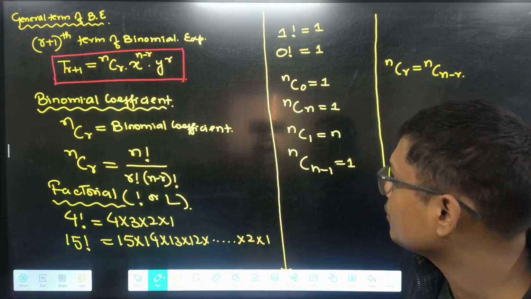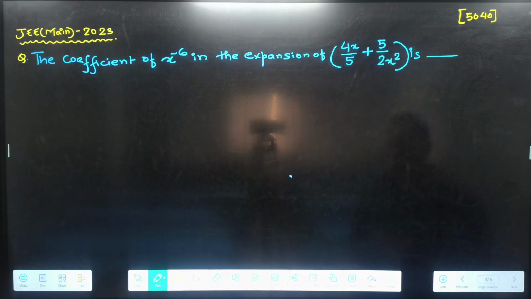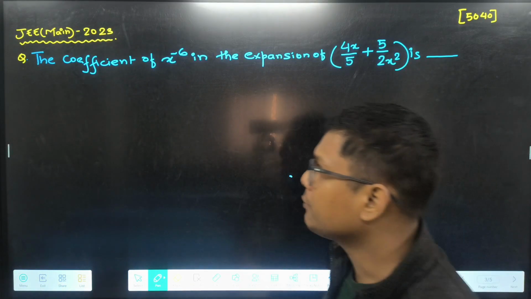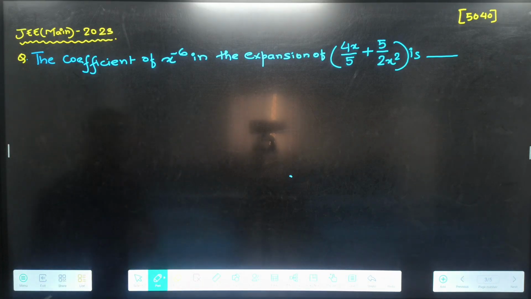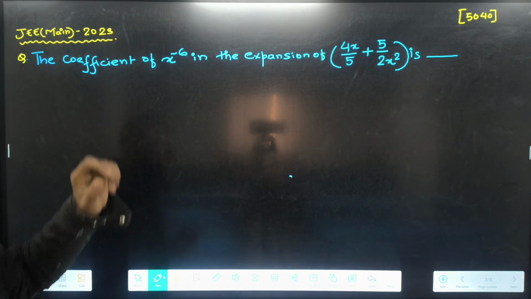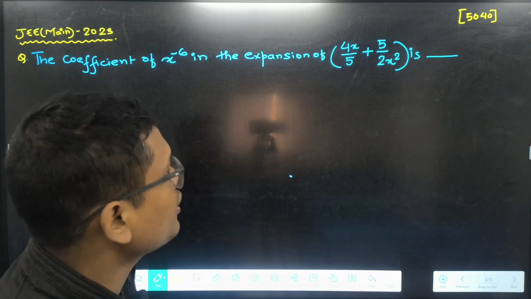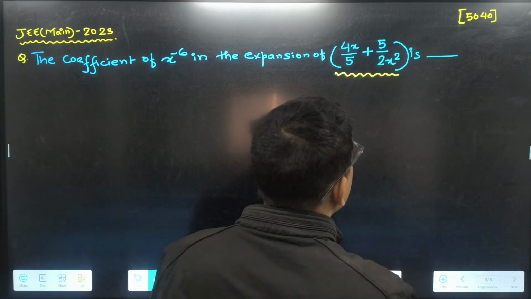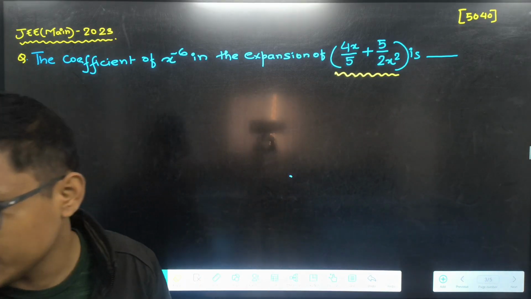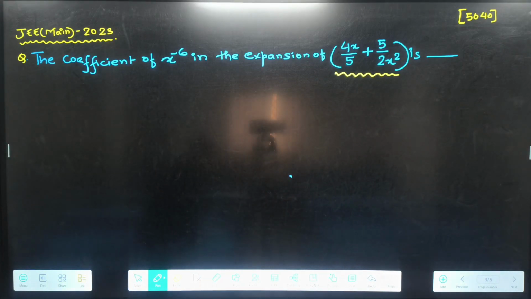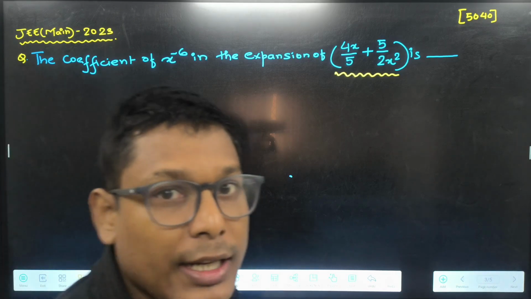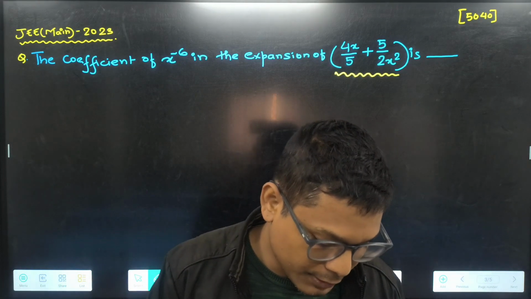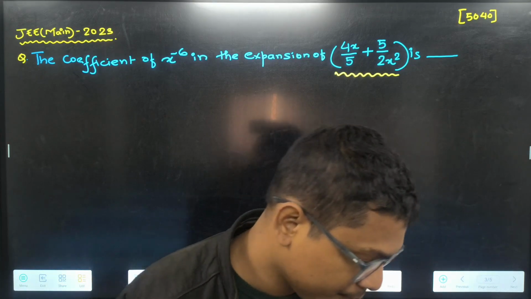Okay, so let's see one question. Here we have a question that came in JEE 2023. It says: the coefficient of x to the power minus 6 in the expansion of this. So we are given a binomial expansion. Sorry, something is missing here. I think the power is missing here. For the binomial expansion, we need the power. Okay, one second.